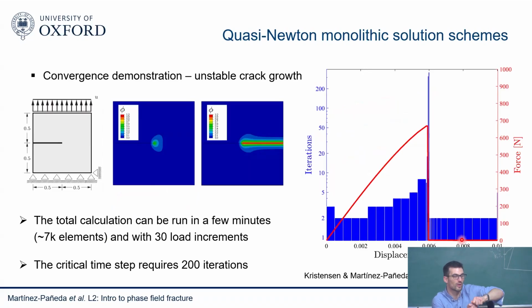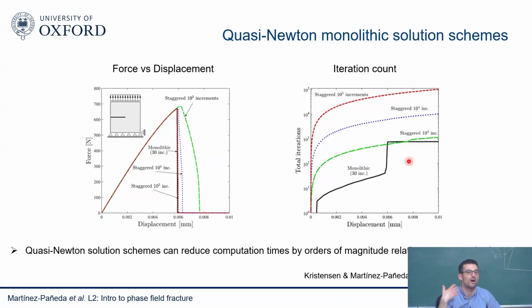Even though it's completely broken, we can still carry any load, we can still continue the calculation. So that tells you how robust the method is. But then eventually you see that if you increase the number of increments sufficiently, as with any other explicit method, you get the right result.